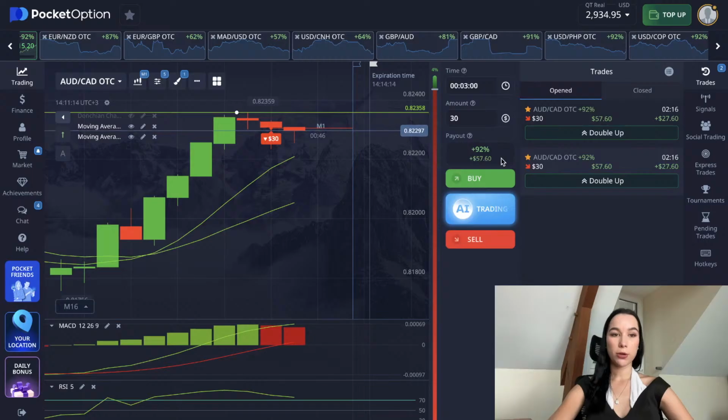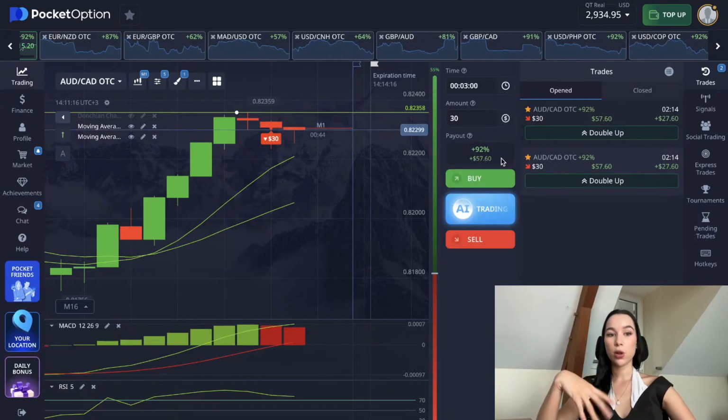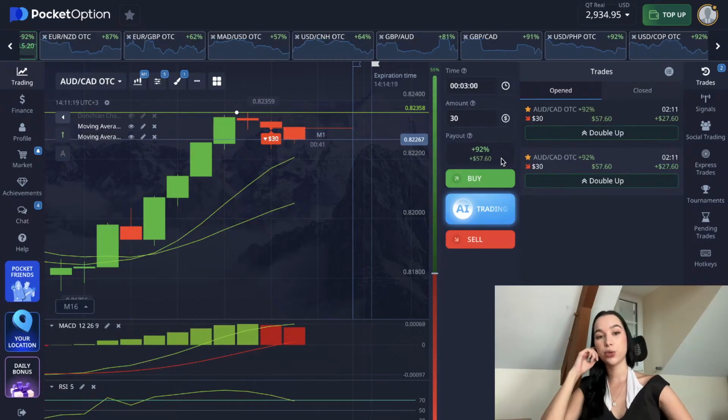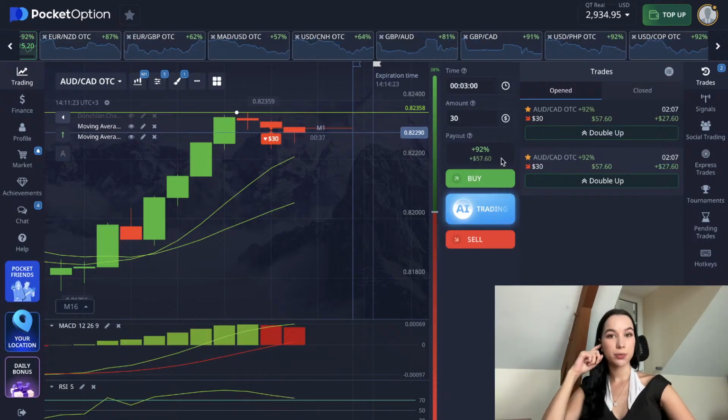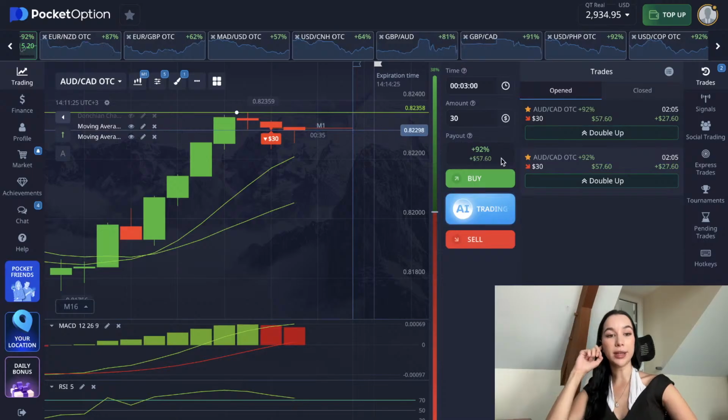Yeah, we talked about the body of the candle, which shows the open and close, while the wicks show the highest and lowest prices during the time frame. So it's pretty important to know. We'll also talk about this later.